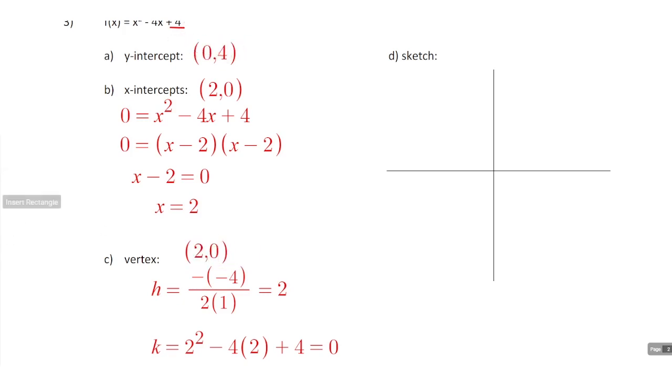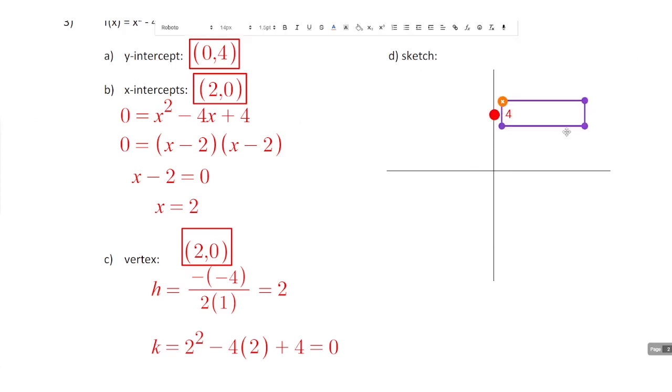Now we've got everything we need to be able to sketch this out. I'm just going to box all my key points here. I've got one point at (0, 4), right here, and label it. Always important to label your graphs, especially when you don't have a grid. The x-intercept is going to be at (2, 0), and that is the vertex.